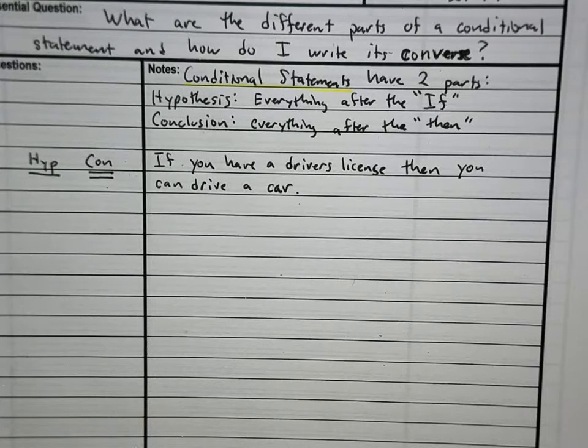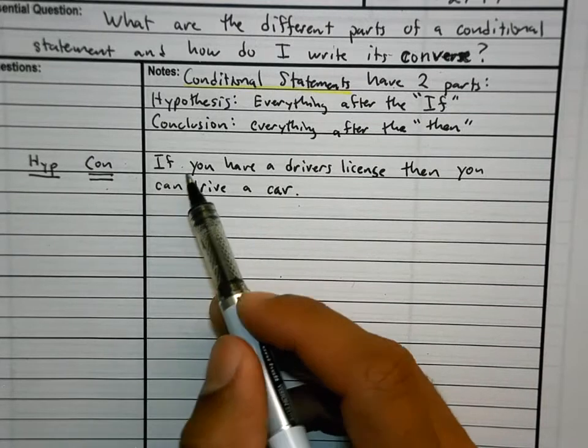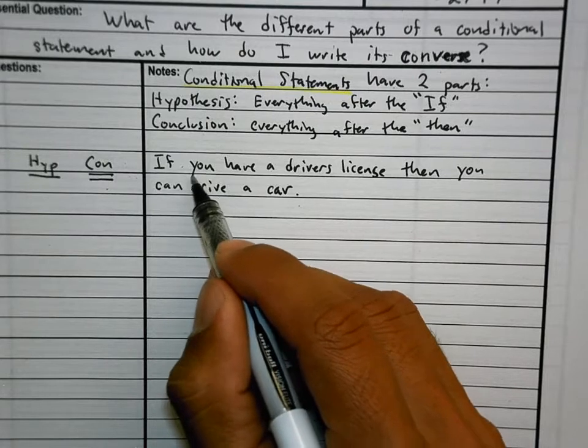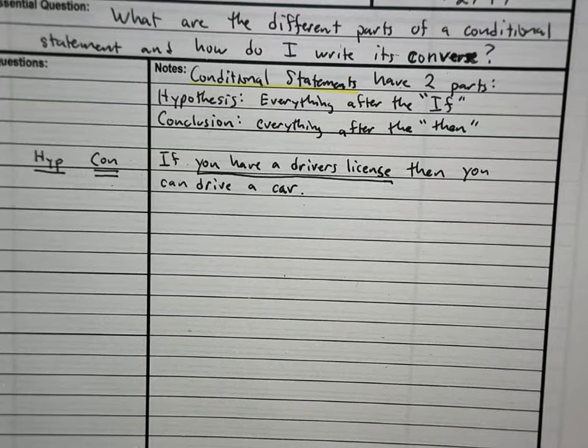What's the hypothesis here? If you have a driver's license, then you can drive a car. You have a driver's license. We only go after the if. Everything after the if. You have a driver's license. That's what we're going to underline. Right? That makes no sense though, because "if you have a driver's license" is not even a statement. We're not using the if part. The if lets you know it's the hypothesis. You have a driver's license is the hypothesis.